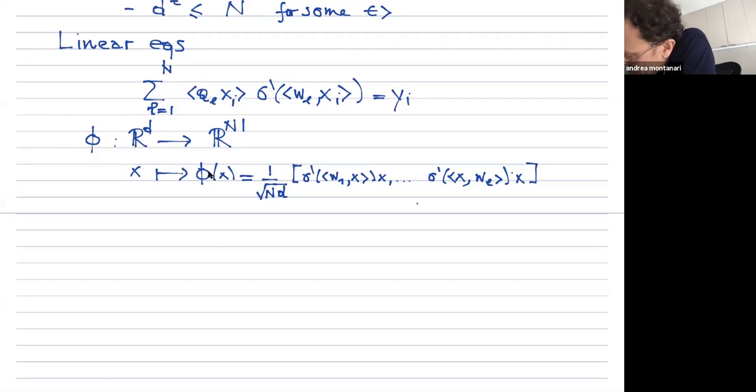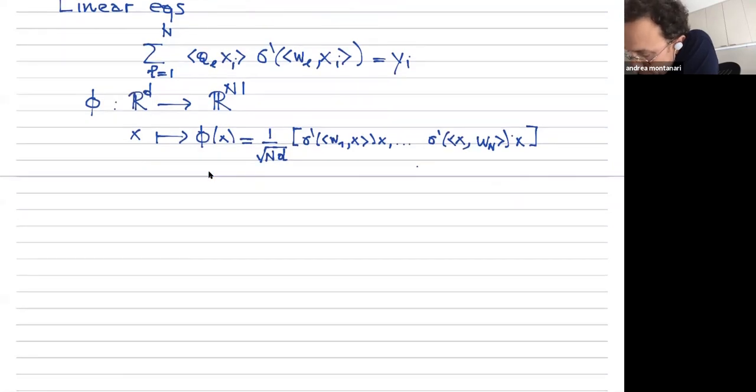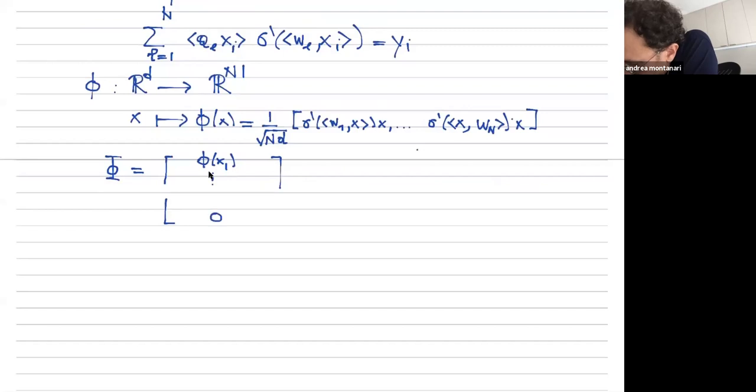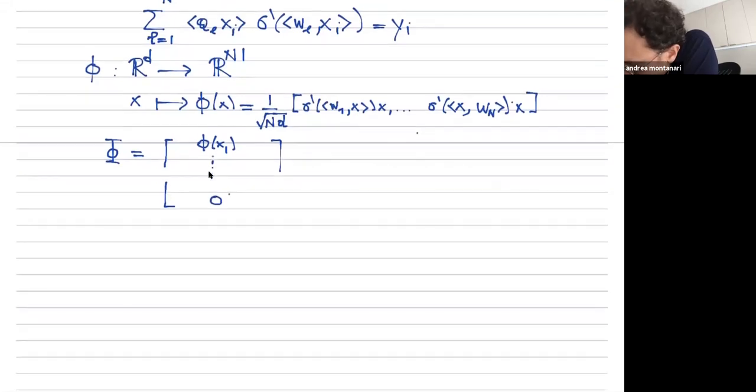Okay, so I managed to write it, except I made a mistake. So this is the map that takes a vector x and spits out a vector of length Nd that has one row of this equation in it. And so this is this system of linear equations. You can write it in terms of a matrix Phi, that is the matrix that has rows phi of x_1, and so on, up to phi of x_n.